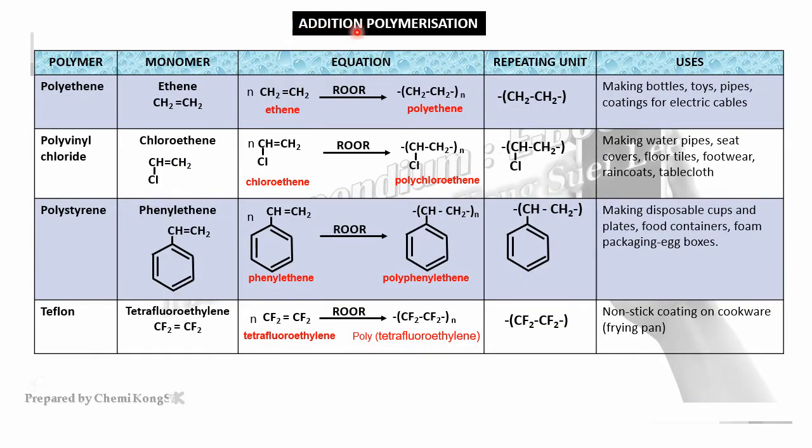Next is about addition polymerization. There are 4 addition polymers that we are going to learn, which are polyethylene, polyvinyl chloride, polystyrene, and Teflon. So these are the monomers of each of the polymers.